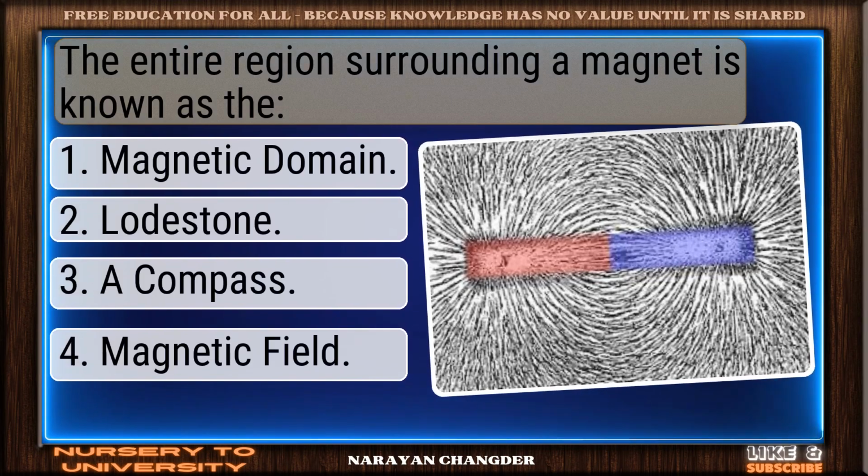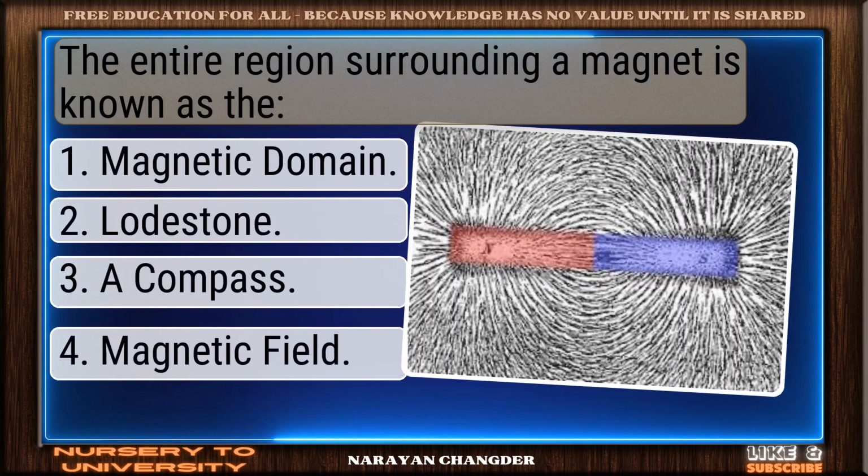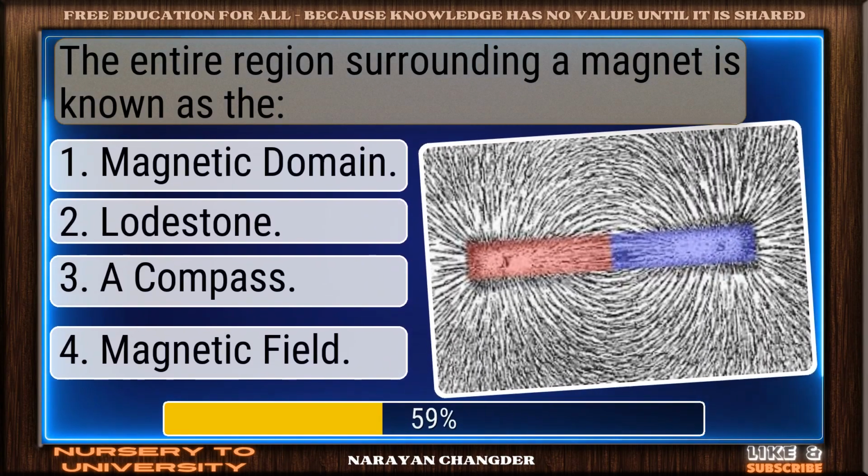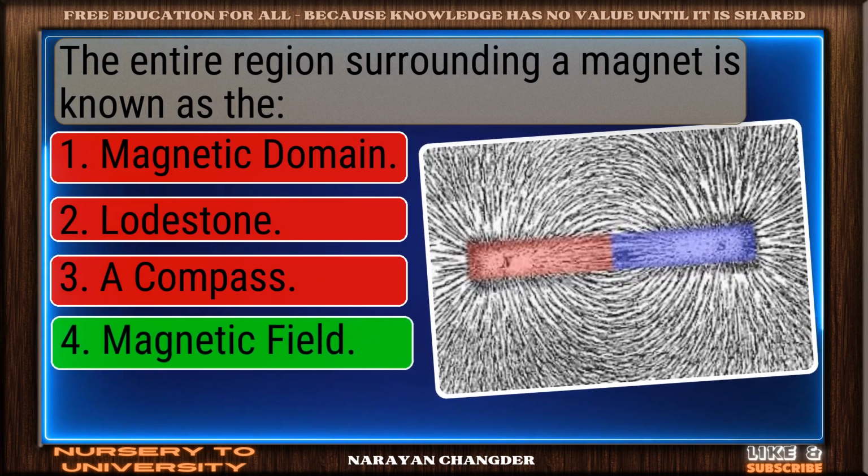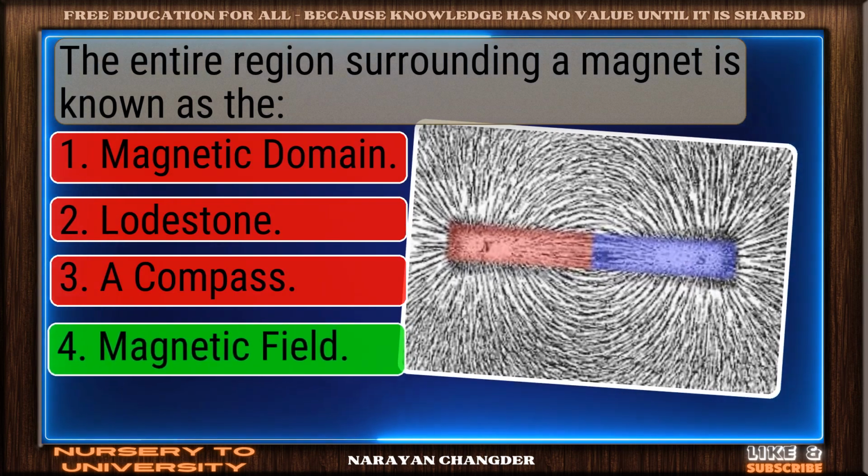The entire region surrounding a magnet is known as the. Correct response. Magnetic field is the most accurate answer.